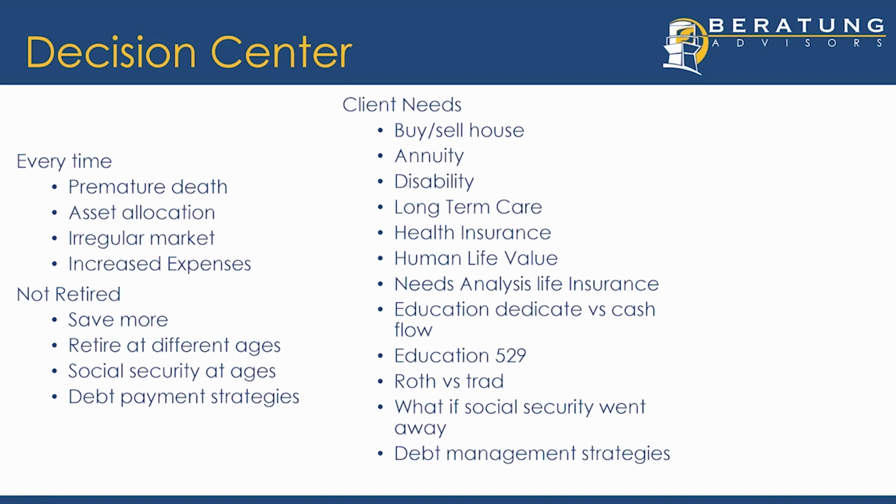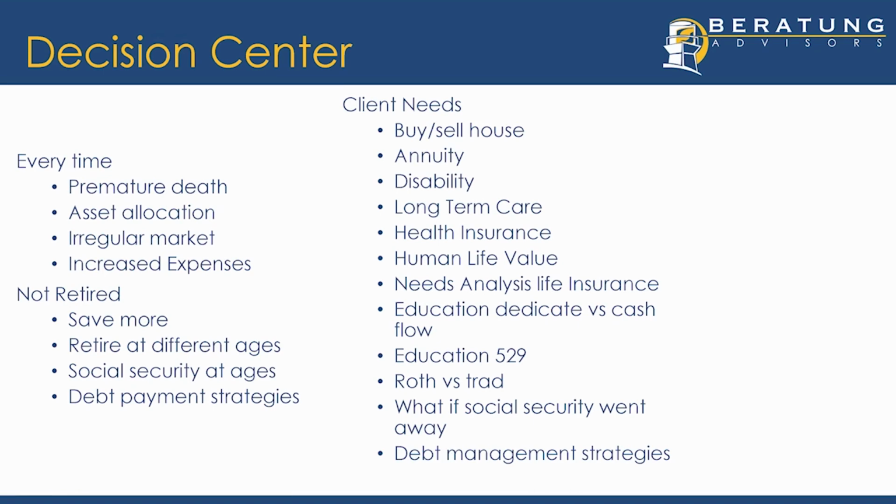We might show them buying and selling a house, whether they want to buy a second house or downsize or increase the size of their house. They might turn on annuity income if they have annuities. They might look at what's their human life value, see if they have enough life insurance. We might look at needs analysis for that. We also might look at education goals, Roth versus traditional. There are a lot of different scenarios we'll look at.